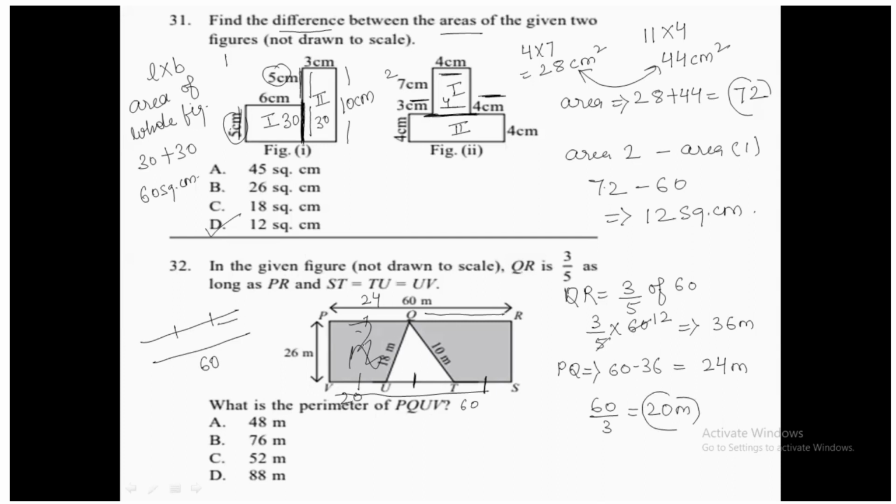Okay, now we need to find the perimeter. In perimeter, we all know that we need to add all the sides. So for finding the perimeter, I need to add PQ plus QU plus UV plus PV.